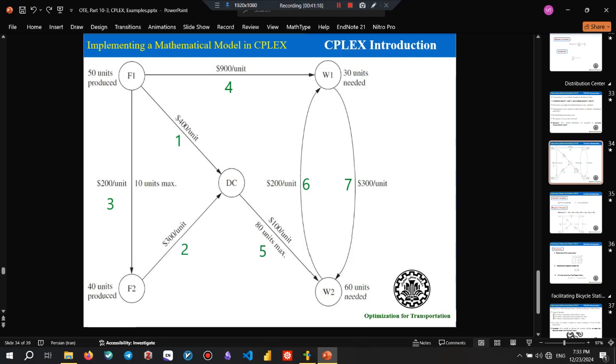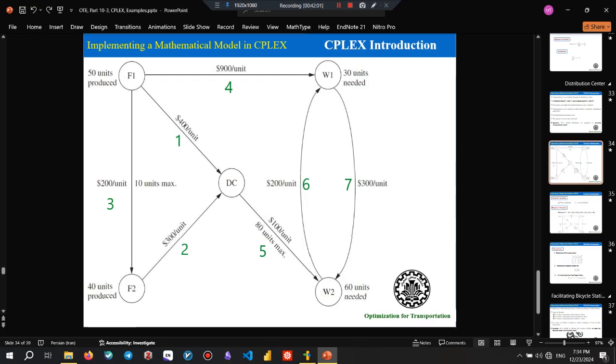So you have 7 links in here, 1, 2, 3, 4, 5, 6, 7, and each of them has its own features. When you are trying to look at the big picture, for example, for this F1 company, you can see it is producing 50 units, right? So when it's producing 50 units, the combination of line number 1, 3, and 4, the combination of its transported commodities should be 50, right?